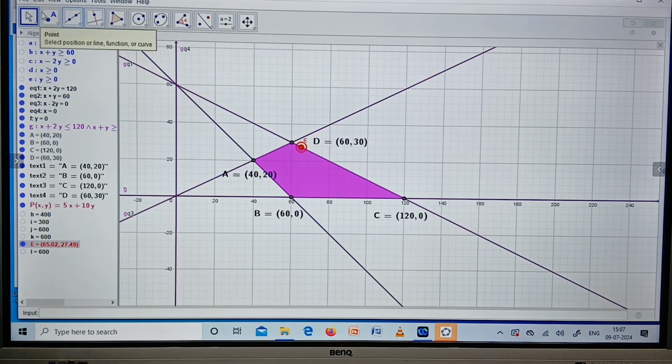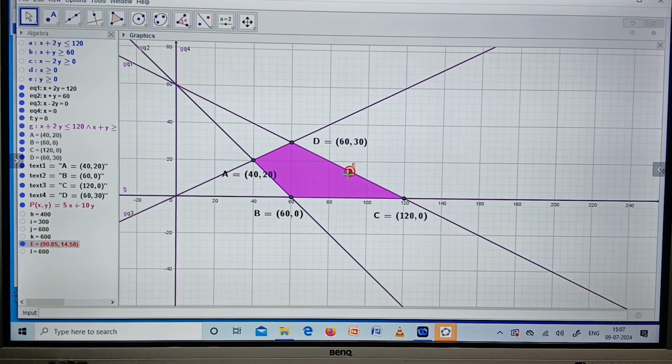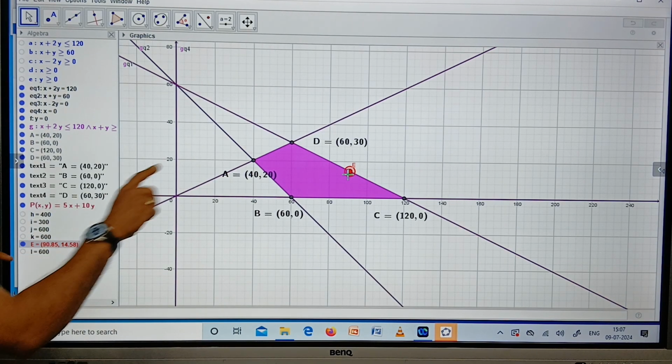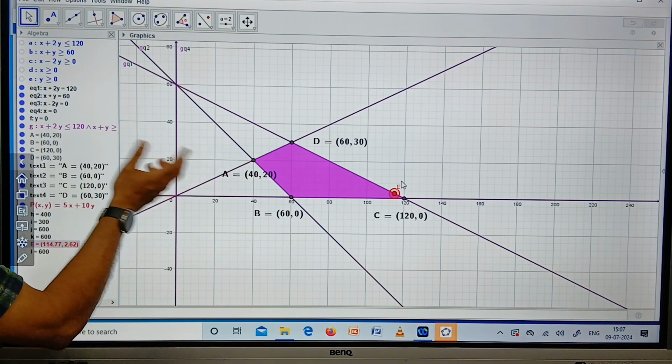Now I'm going to move this E. Look at the E. When I move this E, you see my z remains the same. So it will take all values from D to C. Here I have taken D and C. So all values from D and C. That is why this feasible region is bounded, but it has infinitely many solutions. I hope this is clear to you. I'll show you how to do this in GeoGebra as a separate video.